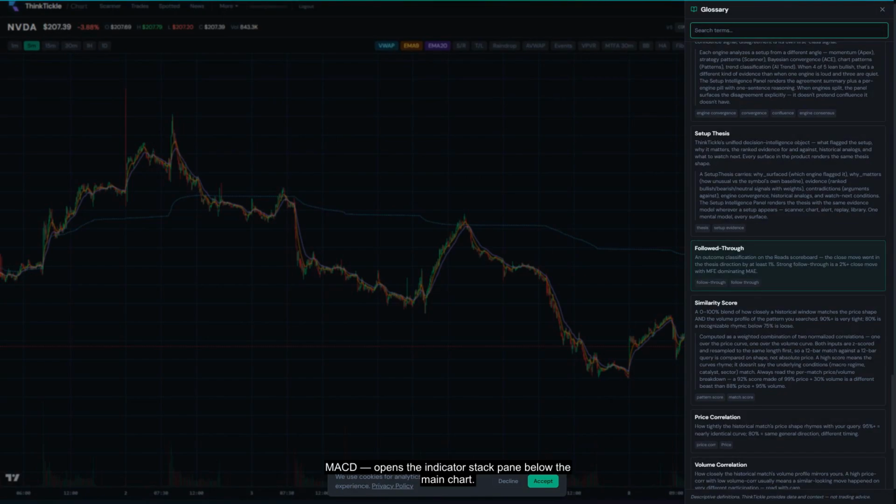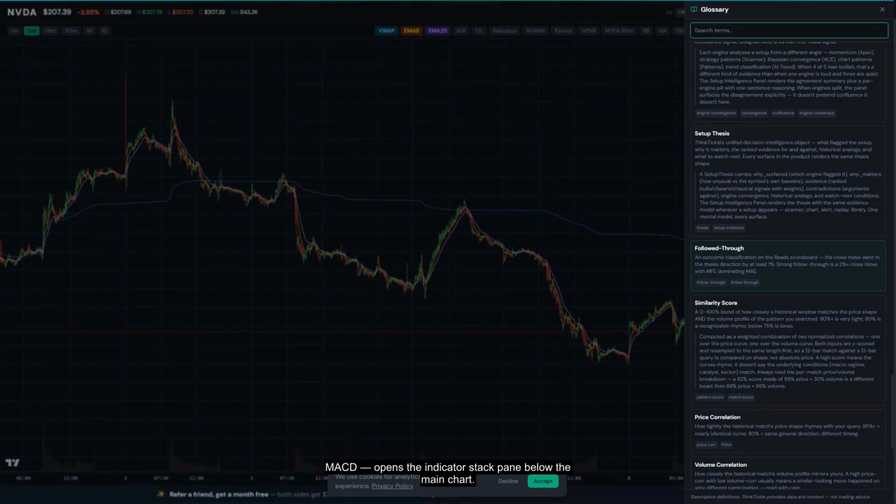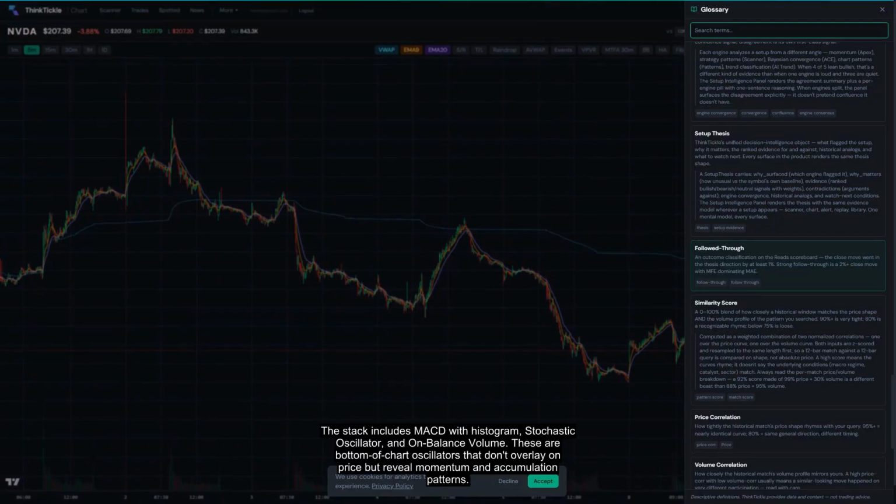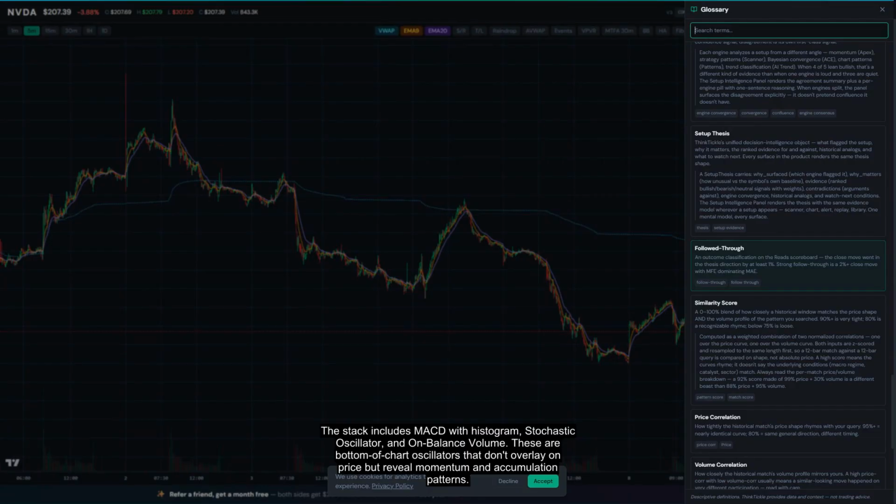MACD opens the indicator stack pane below the main chart. The stack includes MACD with histogram, stochastic oscillator, and on-balance volume. These are bottom-of-chart oscillators that don't overlay on price but reveal momentum and accumulation patterns.